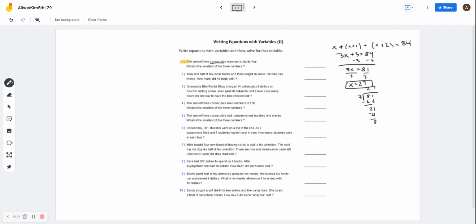So for the last two worksheets, you need to have two answers: the equation and the actual answer for the variable.